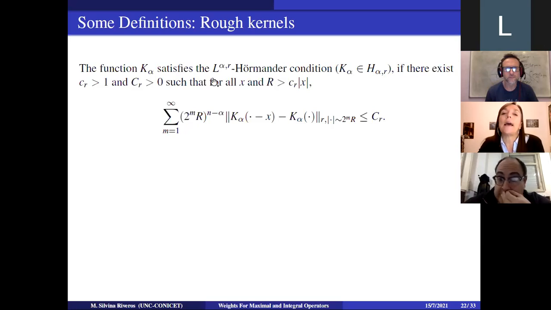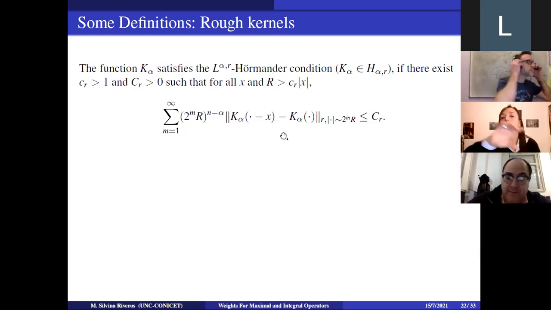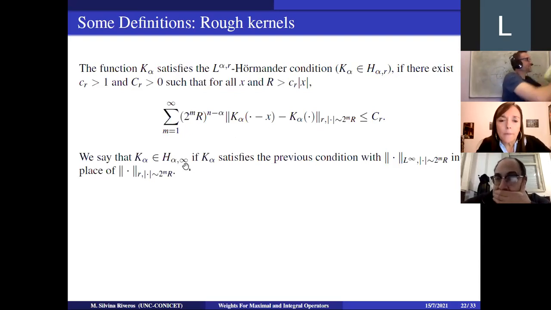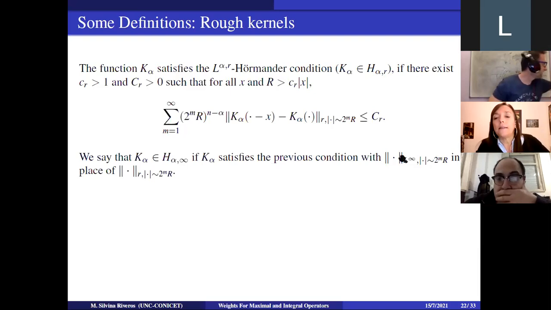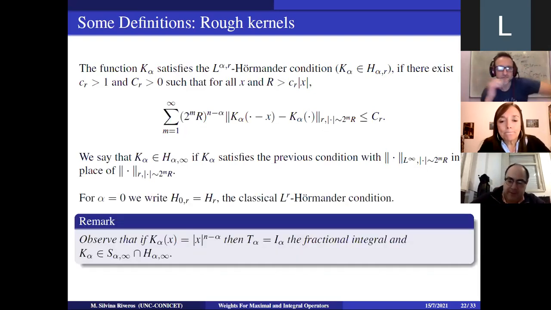And the L alpha R Hormander condition is this: we ask that the kernel satisfies this size condition while integrating far from zero. Observe that if you put alpha equal to 0 and R equal to 1, it is the classical, usual Hormander condition. We can also replace R by infinity, and here we put the infinity norm of the kernel. And observe that if k sub alpha is equal to the modulus of this kernel, then we obtain the fractional integral operator, which satisfies this size condition and this Hormander condition with infinity.